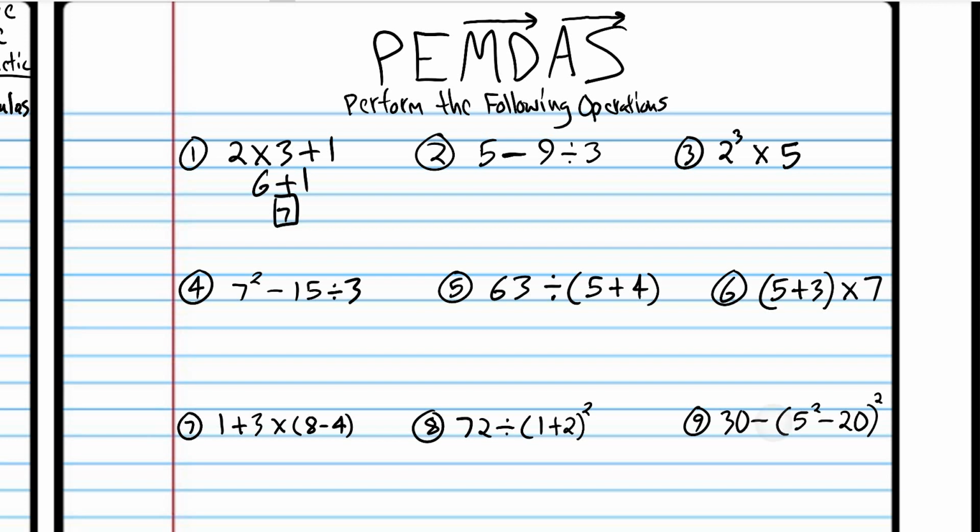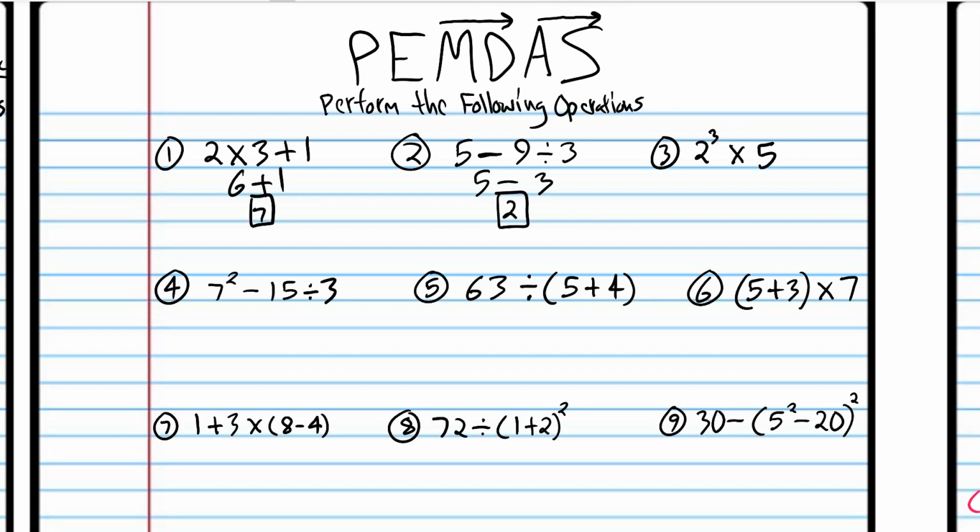All right, we're back. 9 divided by 3 is 3. 5 minus 3 is 2. Why do we do division first? Because it comes first, reading left to right, before subtraction. If you got the right answer, good job. Now we're going on to the next one.